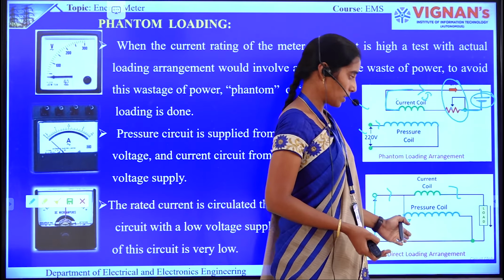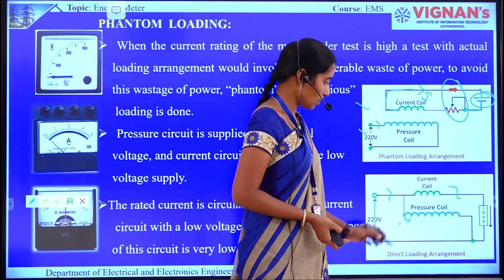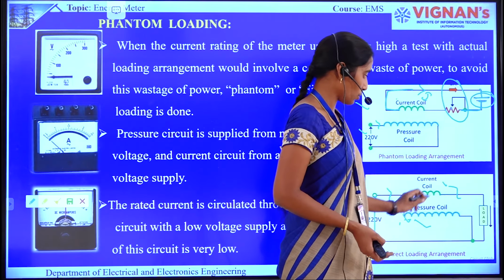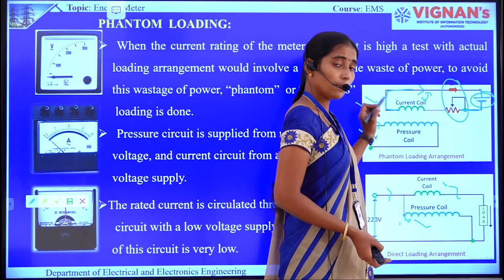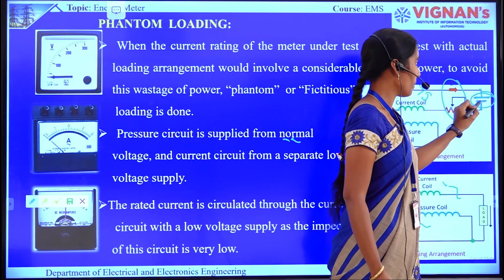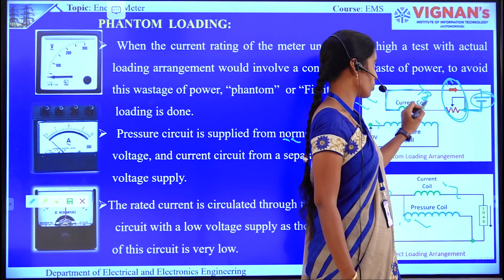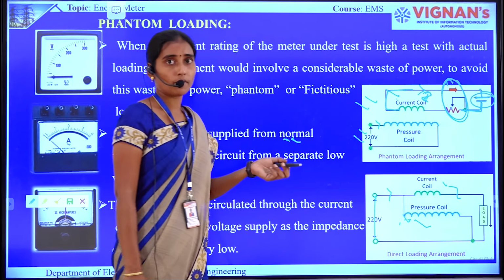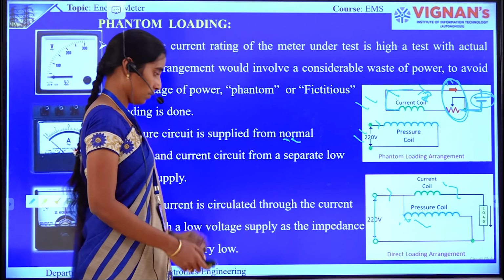which is actually taking place in direct measuring too. In the case of direct measuring also, rated voltage is applied across your pressure coil and rated current flows through your current coil, which is achieved here by connecting the pressure coil across the supply and the current coil through a small battery. The impedance of this circuit is low and hence rated current flows through the circuit. So with this, you do not have wastage of power. Clear? That loading is nothing but your phantom loading.